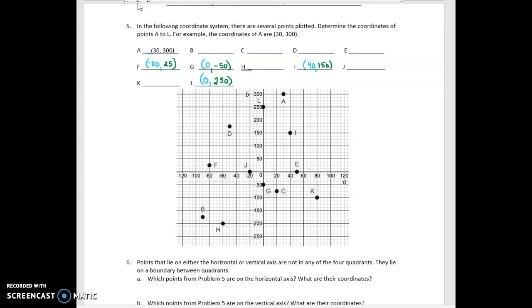And let's see about E. E is 50. So this time we went to the right 50, but we did not go up. So that's going to be 50, 0. And J is negative 20, 0.